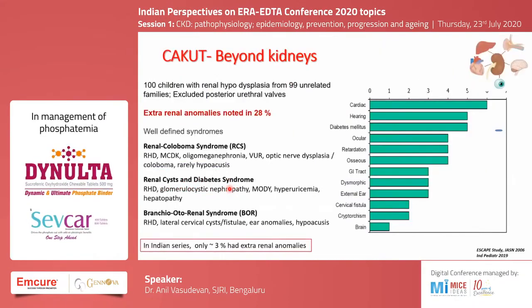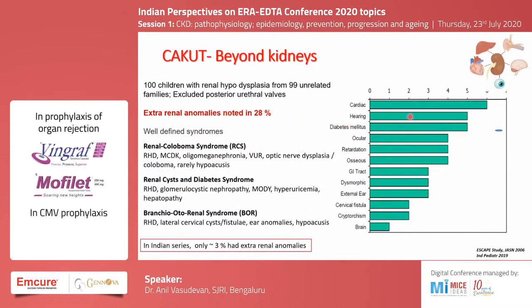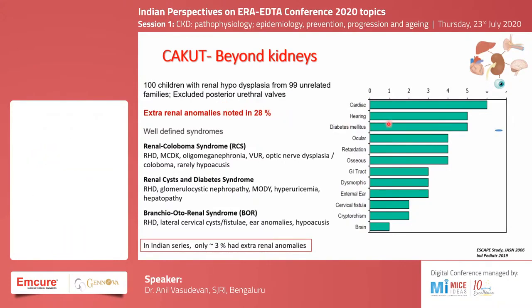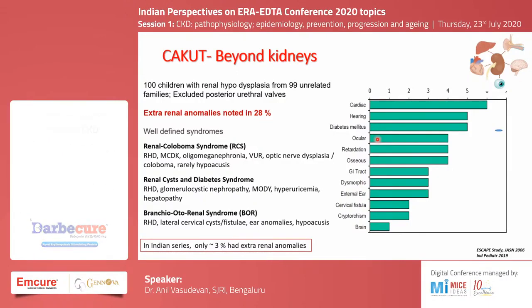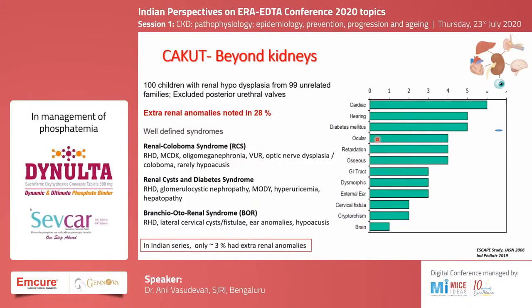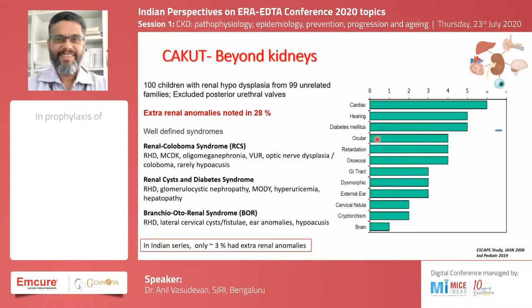As I said, when we talk of CAKUT, we need to look beyond the kidneys, as shown in this cohort study of 100 children, where they noted that nearly one third of them had extrarenal anomalies, mostly involving the cardiac, hearing, ocular, and ear anomalies, and diabetes mellitus, especially in those with HNF-beta mutations. So it's very important that when we have a child with CAKUT, we look for these extrarenal anomalies, and vice versa. When we have a syndromic child, we need to look at the kidneys by performing an ultrasound.